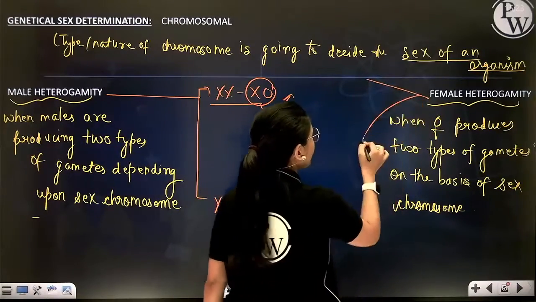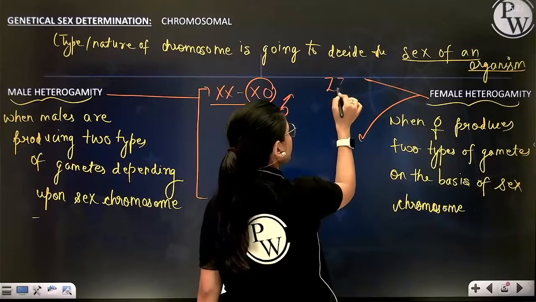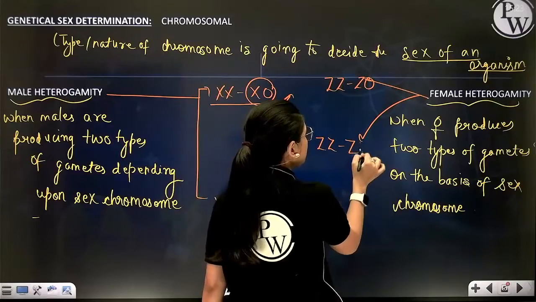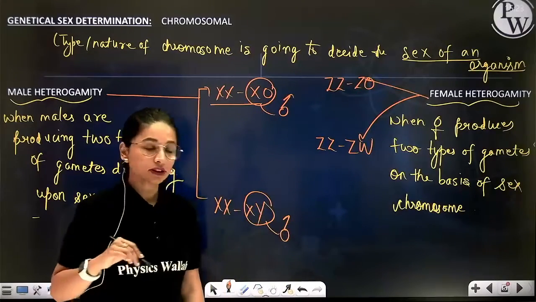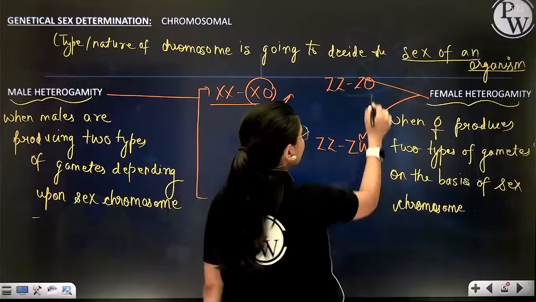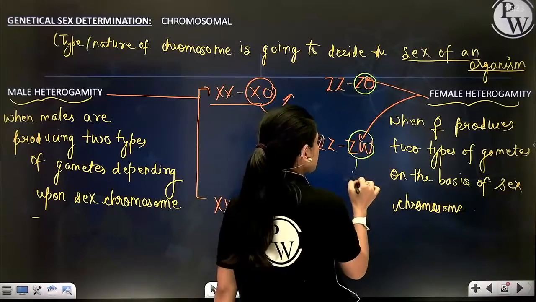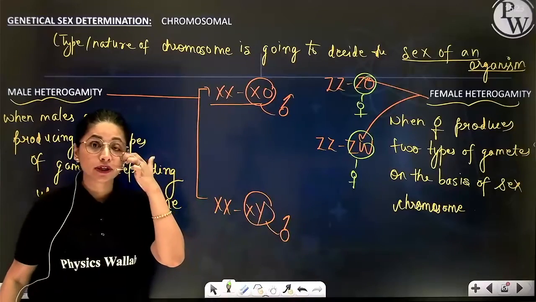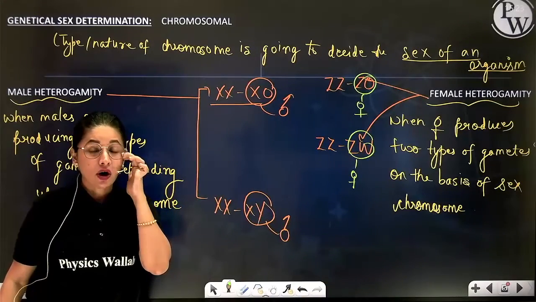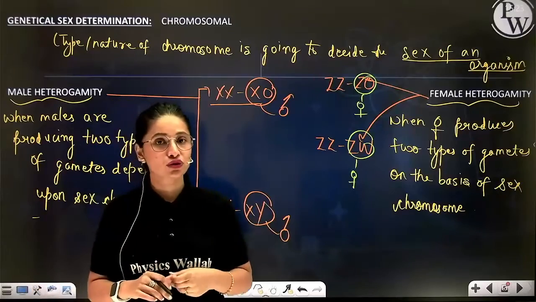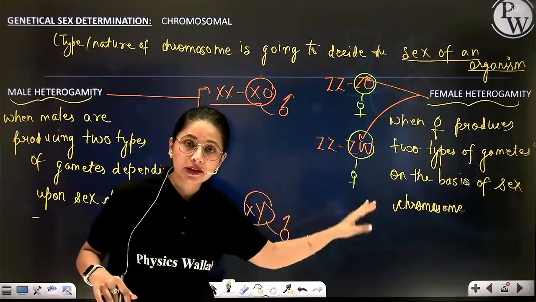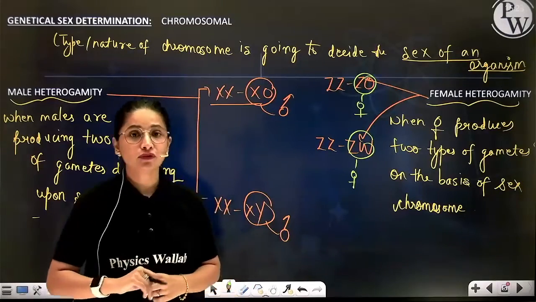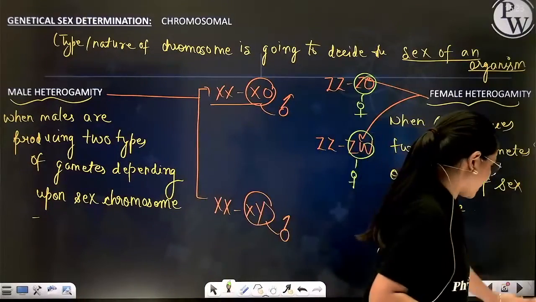Similarly, female heterogamety can again be of two types, ZZ-ZO type and ZZ-ZW type. So here the female heterogamety is this. So these are the sex chromosomes of female, when female is going to produce two types of gametes on the basis of sex chromosome. So these are the four types that you have to study under male heterogamety and female heterogamety respectively.